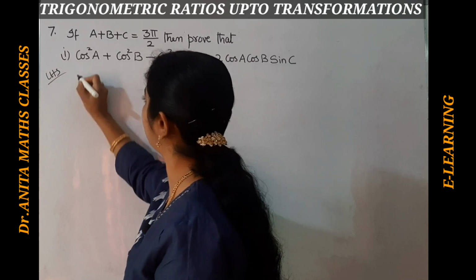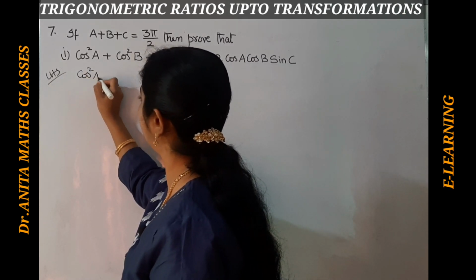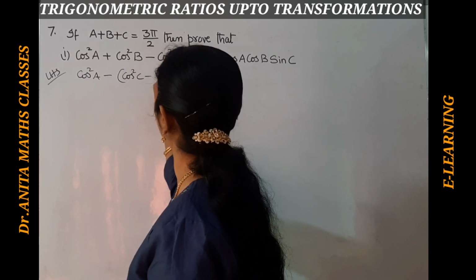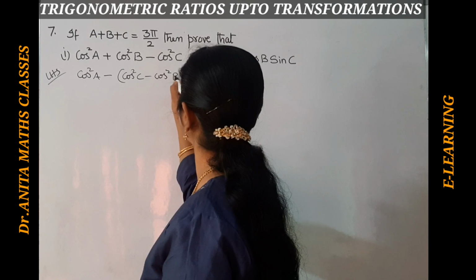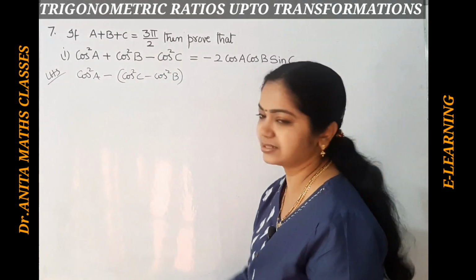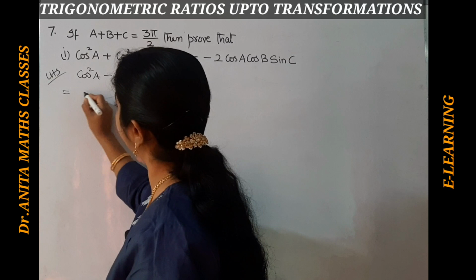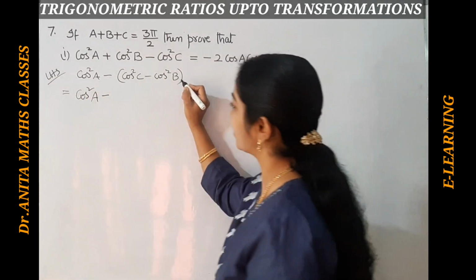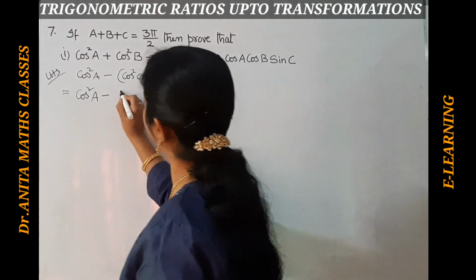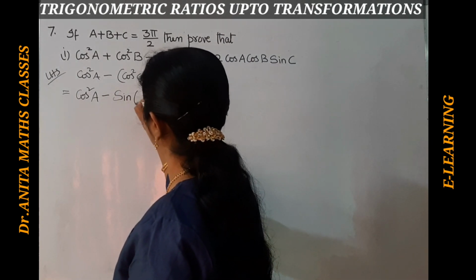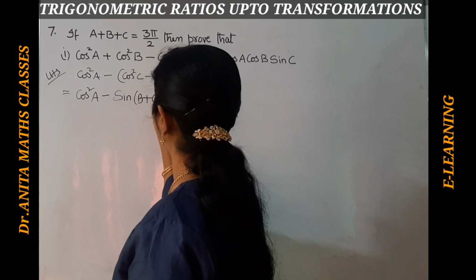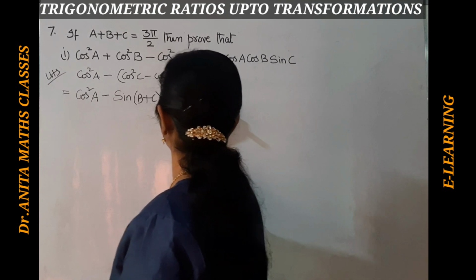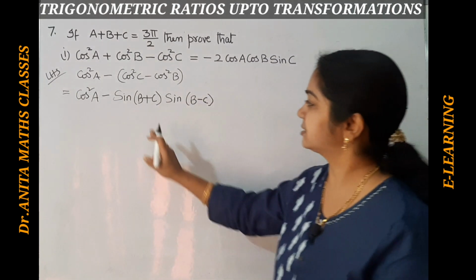We are taking the LHS part. So cos square a, I'll take the minus out. It will be reversed here, cos square c minus cos square b. Taking minus out, that equals cos square a minus this cos square c minus cos square b, we can well write in the form of sine of b plus c, sine of b minus c. So transformations, right? Then sine of b plus c.